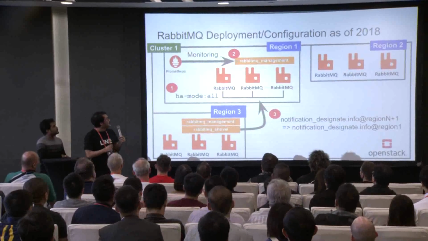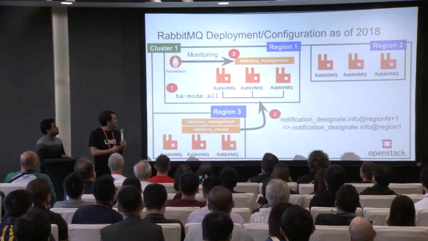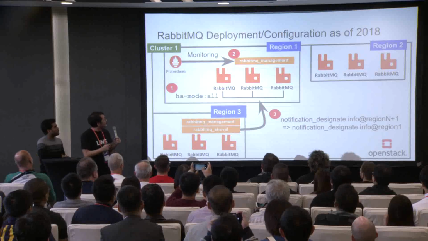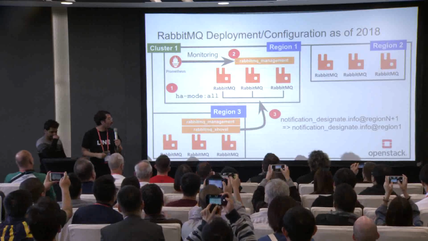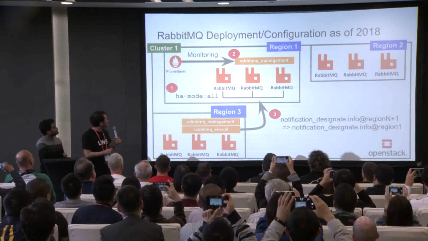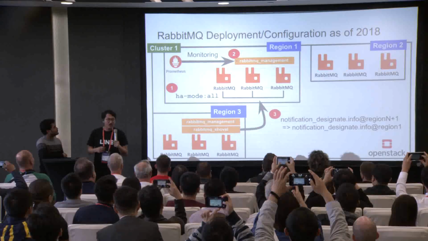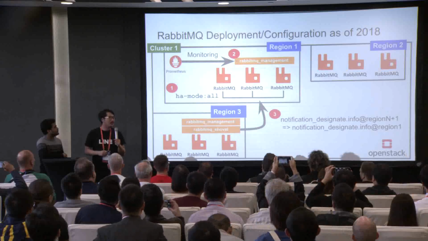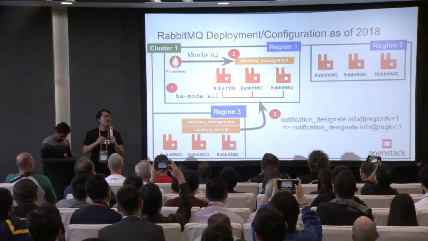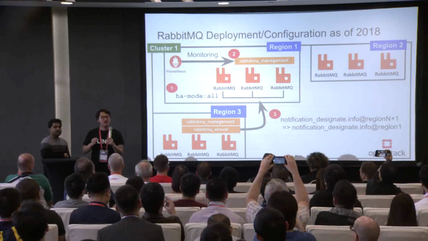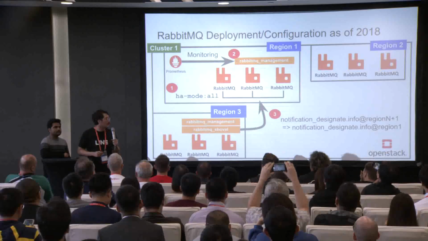Also, if we look at the RabbitMQ deployment, here is an overview of it. We have 3 key points in this deployment. The first one is HA configuration. We have deployed 3 RabbitMQ nodes with the HA mode all configuration so that all of the queues will be replicated across all of the RabbitMQ nodes.